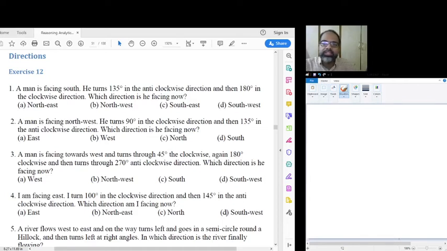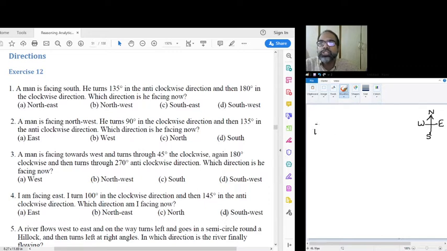Hi, in this video I'm going to show you how to solve questions of directions. The questions are put up on the screen left and I'll be using diagrammatic representations to see how it is done. So the first question, a man is facing south. Before we start any questions of directions, we normally mark north, south, east and west.